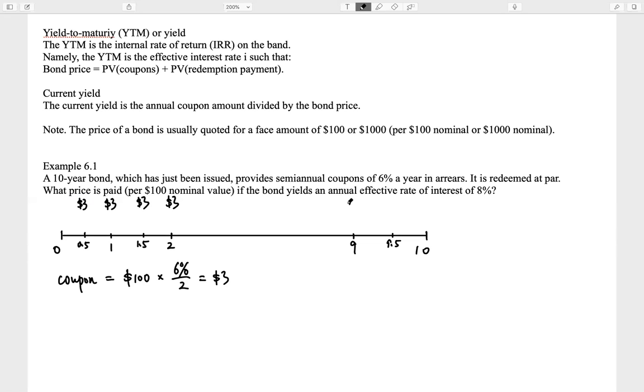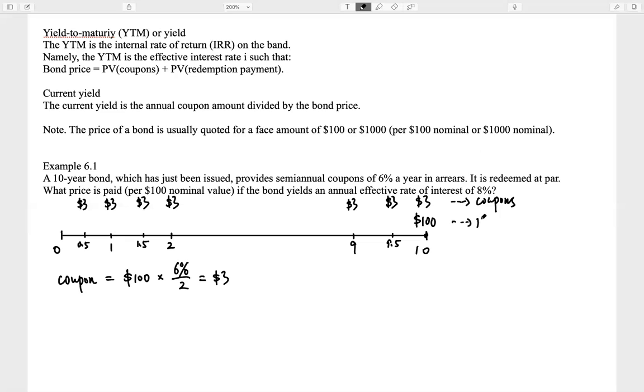It goes on and on. Here I have $3, $3, $3. Those are the coupons. So a fixed payment of $3 will be received every 6 months. Then at the end of this bond, this is the maturity, right? The holder will receive the redemption value. Since it is redeemed at par, it will be equal to the par value, which is $100.